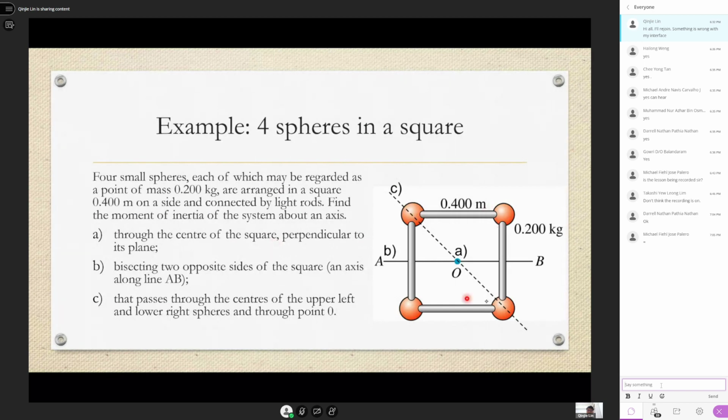So we have these four spheres. For part A, imagine this thing is rotating about this axis. Imagine a line, your pen, poking through your screen. That will be the axis. So how will this thing rotate? It's going to go like this, the entire structure rotating like this, because the axis is poking into the screen.